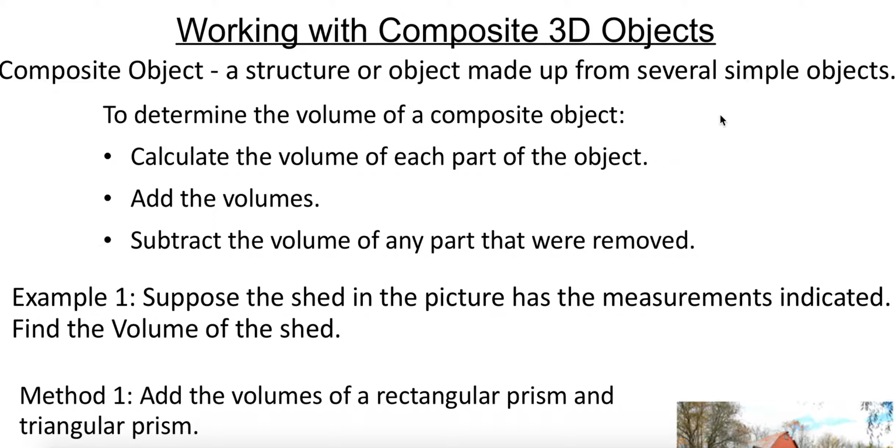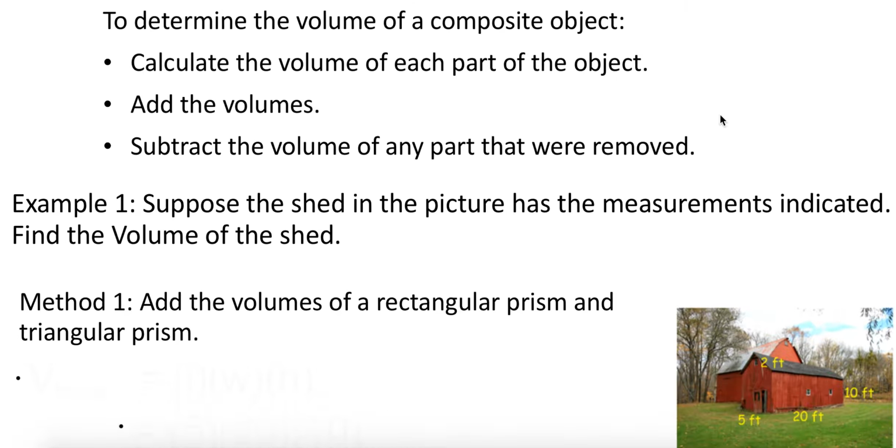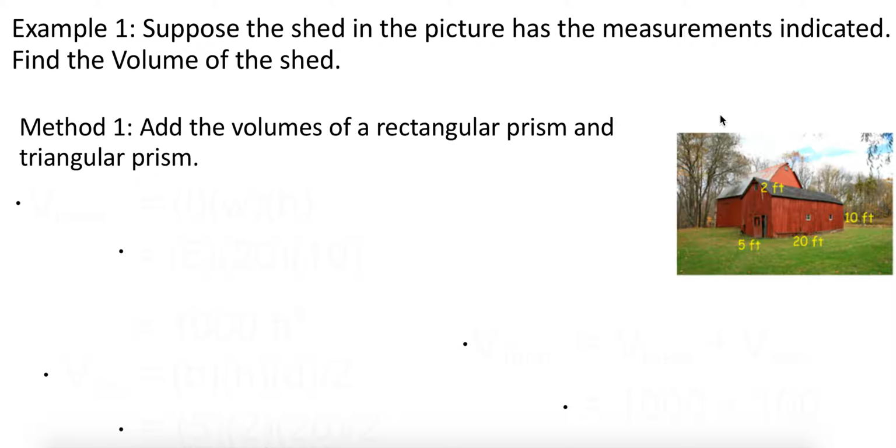if anything is removed. So looking at this picture below here, we suppose the shed in the picture has all the measurements indicated, and we are going to add it all up. There are kind of two methods. The first method is literally adding up the two different types of shapes. We have a rectangle on the bottom, or a cube, and then a triangular prism on the top.